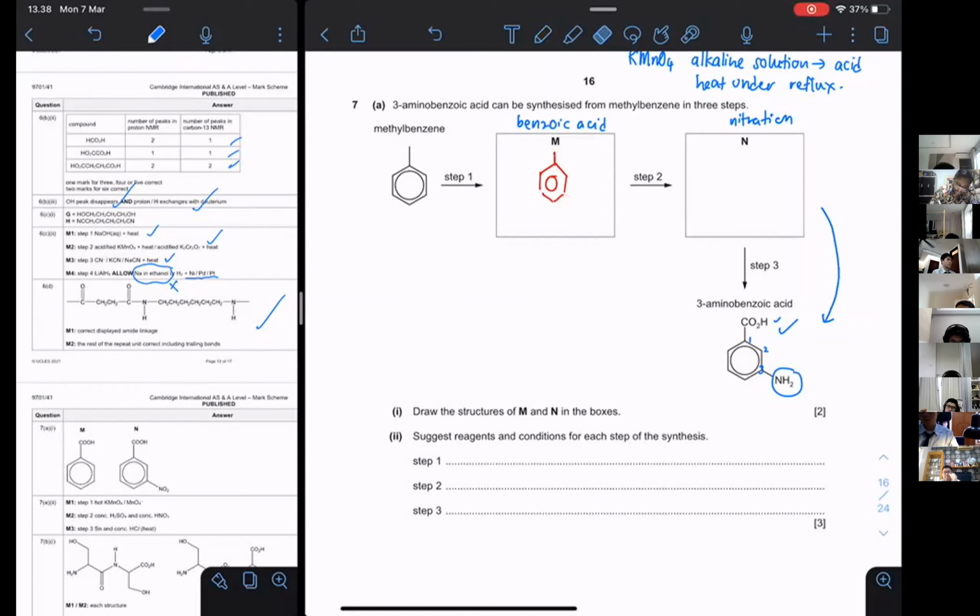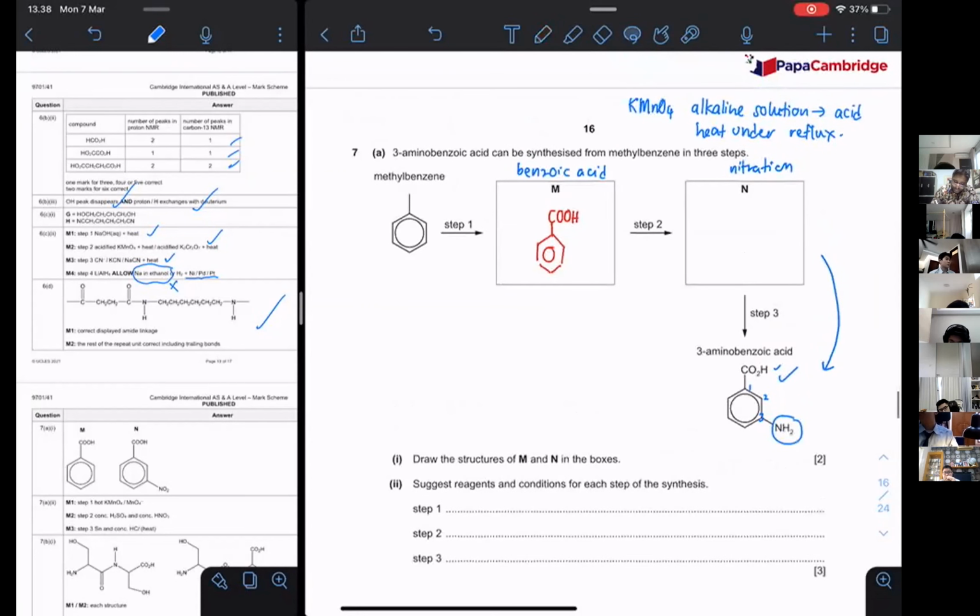Okay, this one, I am going to change this into carboxylic acid straight. So it means that this will come at step number 1. So I get this. After that, my step number 2 is the nitration.